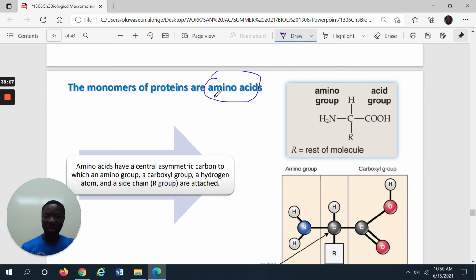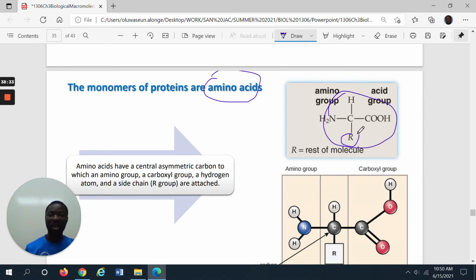Then the monomers can build up to two monomers. Adding together, it forms a disaccharide. And when it is more than two monomers, it's going to give you a polysaccharide, and it continues. So protein also has a monomer, and the monomer is amino acid. Now, this is the general structure of amino acid.